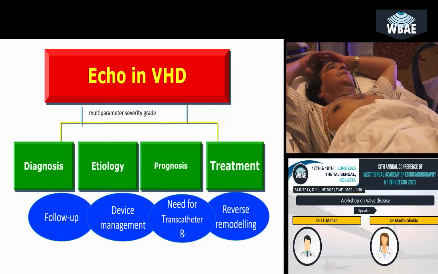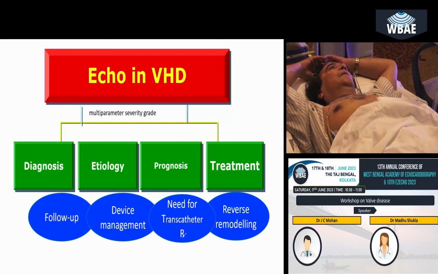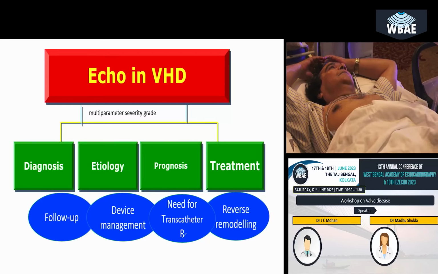Why should we be doing echo in valvular heart disease? Because we want to make a diagnosis. We want to get an idea about etiology, prognosis, and treatment. After intervention, we want to follow them up. We want to look at device management, especially if you have put in prosthetic devices. And of course, the need for transcatheter treatment, and you can look at reverse remodeling.